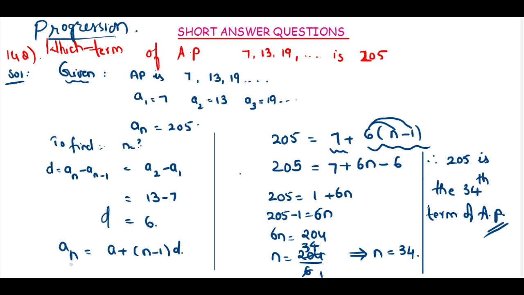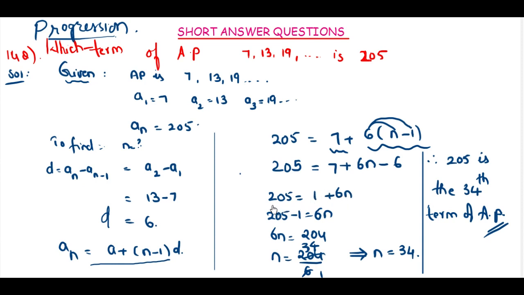Now let us use the formula an is equals to a plus n minus 1 into d. In that we are considering an as 205. The first term a is 7, plus the d value we got is 6, and n minus 1 we will keep as it is because we don't know the n value and we are about to find it. So 205 is equals to 7 plus, applying the distributive property, 6 into n will give us 6n, plus into minus will give minus, and 6 into 1 will again give 6. So 205 is equals to 7 minus 6, which is nothing but 1, plus 6n.